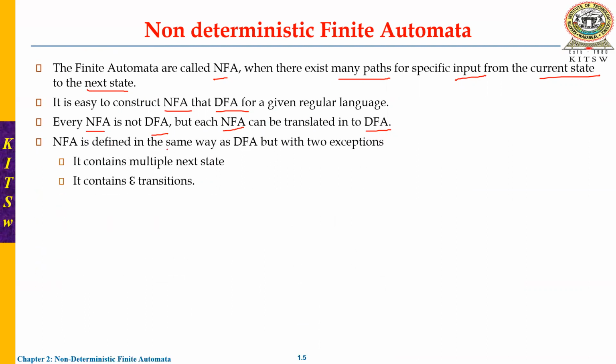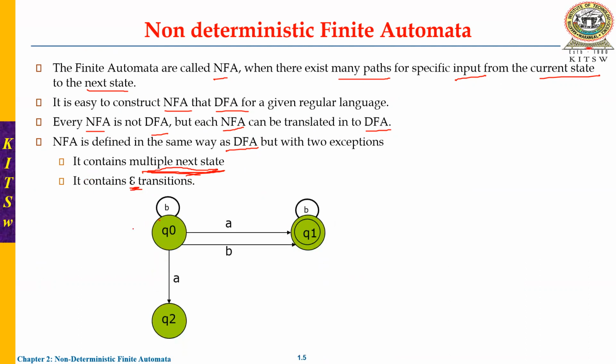An NFA is defined the same way as a DFA, but there are two exceptions. One, an NFA contains multiple next states, and two, it contains epsilon transitions. So this is an example of an NFA.